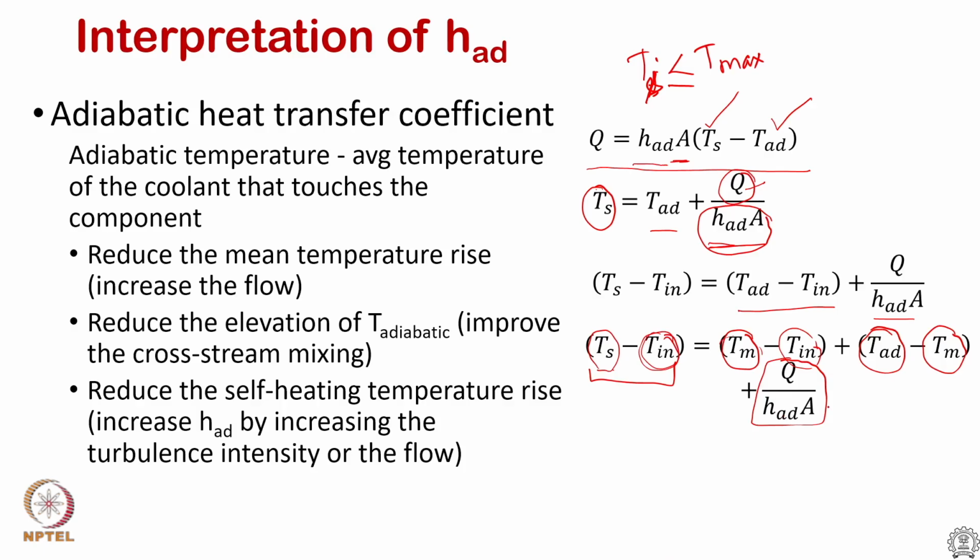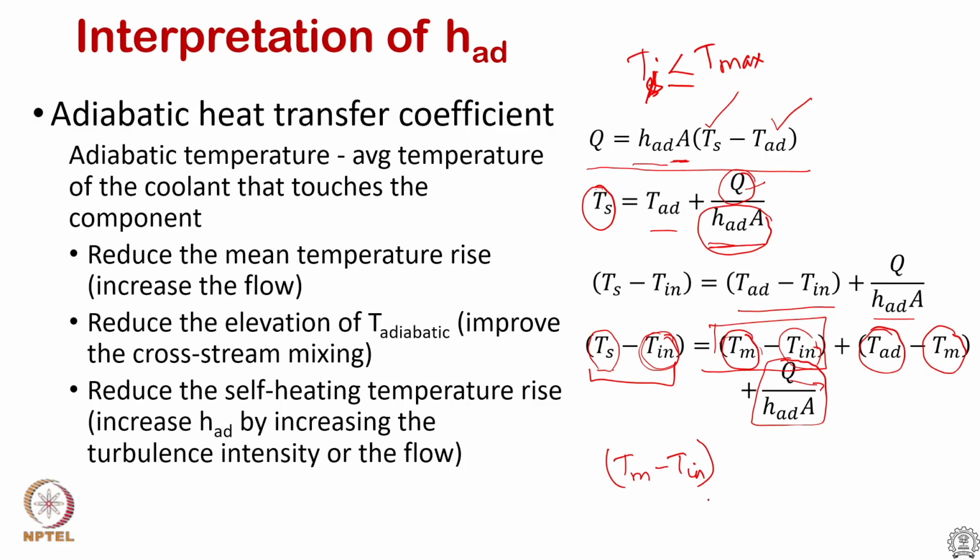This is the so-called self-heating part, because Q is the heat dissipated by the power device or the silicon die, for example, or any electronic device for that matter. So, let us analyze the first term, which is T mean minus T inlet. What it says is that if this contribution seems to be high, that means our flow rate is typically low.